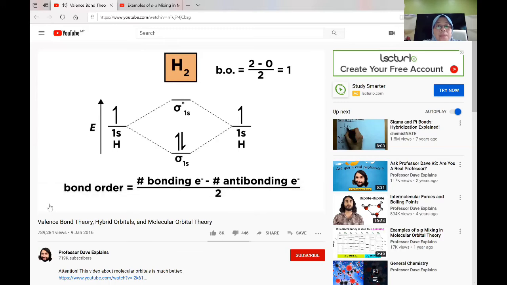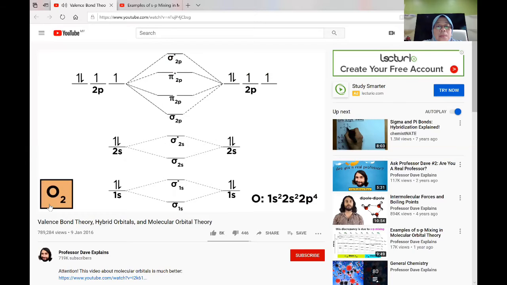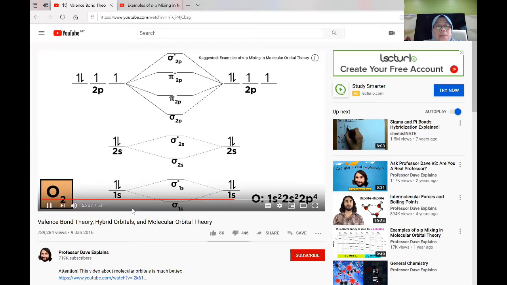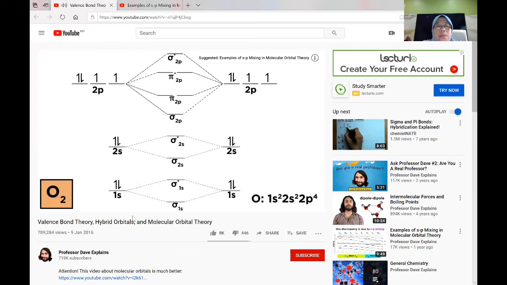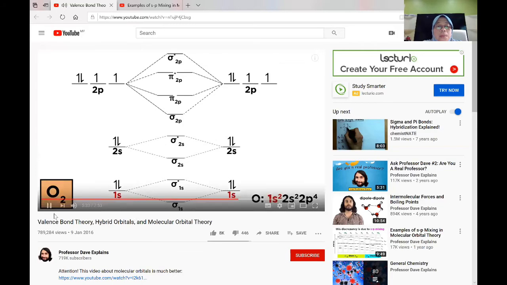Which is why H2 has a single covalent bond. Now look at O2. Each atom displays its electron configuration, and every electron will go into a molecular orbital. There's the 1s atomic orbitals, which are both full. So now if we look at here, this is the sequence.